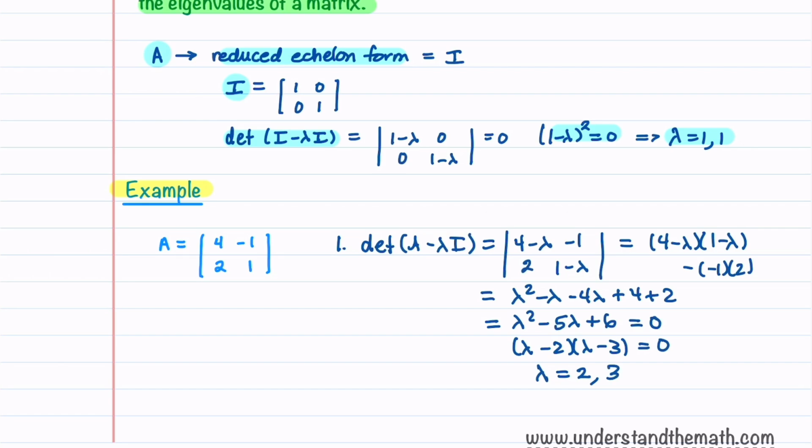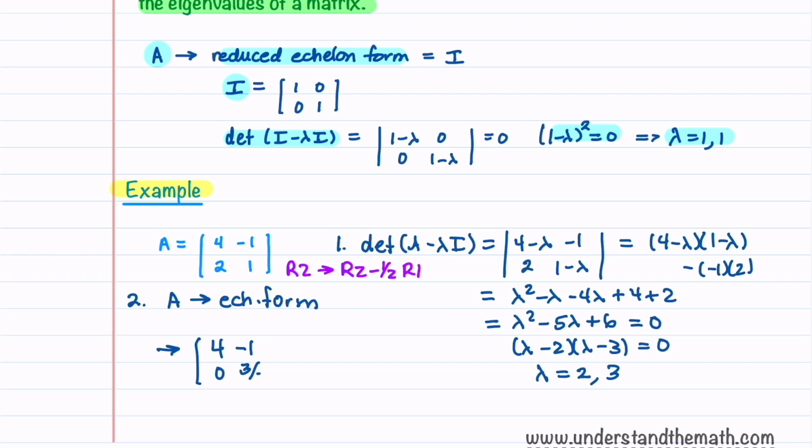And now what we're going to do is take A and put it in echelon form. To put it in echelon form, I'm going to take row 2 and replace it with row 2 minus 1/2 row 1. This then gives us the echelon matrix 4, minus 1, 0, 3/2. Notice that this matrix is a triangular matrix, so the eigenvalues are just going to be the entries along the main diagonal. The eigenvalues are 4 and 3/2.